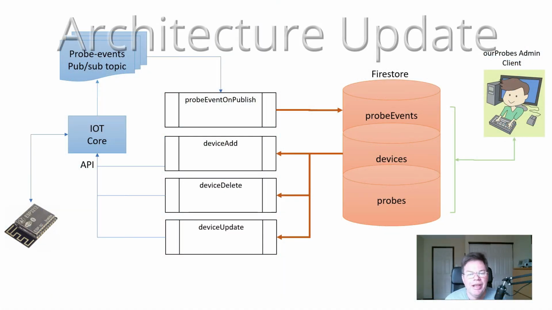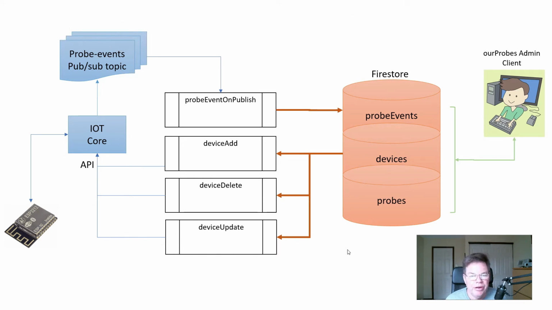Okay, this should be a fairly fast video. Just looking at the changes I made to our Probes Angular client to get it to support devices and probes, and the combination of devices and probes, what probes are running on what devices. And it's not going to be an Angular tutorial. I'll just be looking at kind of the major changes I made to get fblStarter running as ourProbes.